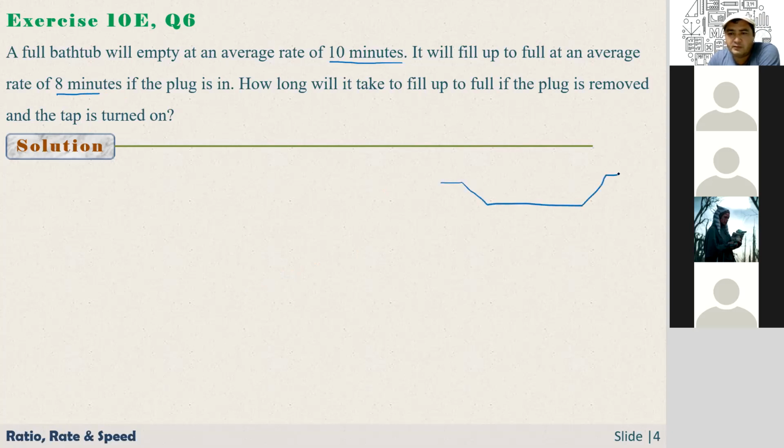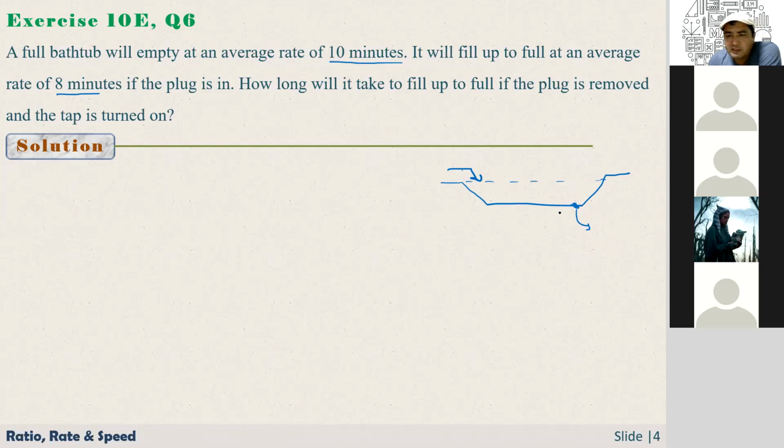Okay, so we are talking about some kind of bathtub here, right? And that's our bathtub. And here we have a tap, okay? And then we just open this. And also here we have a kind of plug, right? If you just open this, the water goes out. So that is full. All right. So it says that it will empty at an average rate of 10 minutes.